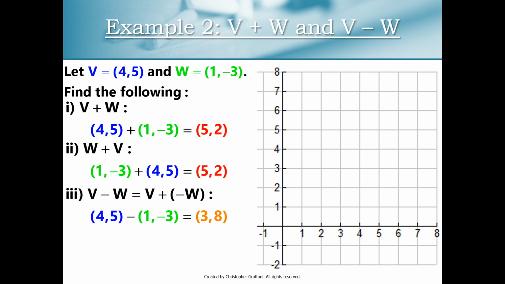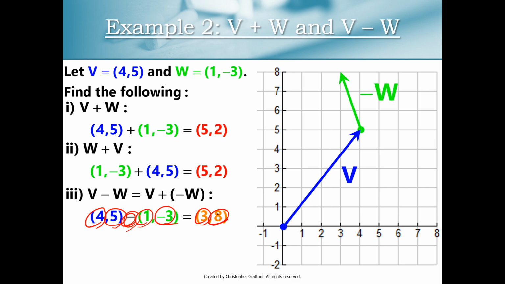Subtraction does care about the order in which it occurs, just like it is with real numbers. So we do component-wise subtraction here. If we want to do v minus w, 4 minus 1 is 3, and 5 minus negative 3 is 8. And if we want to see that in the plane, the idea would be to take the vector v, just like we did before, and then add the opposite of 1, negative 3. So there's the opposite of 1, negative 3. By the way, the opposite of 1, negative 3 is negative 1, positive 3. So left 1 unit and up 3 units.